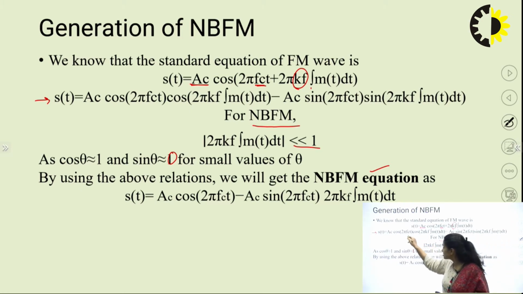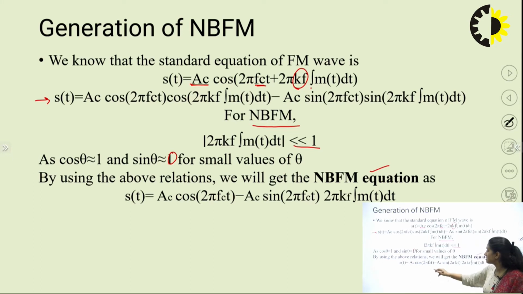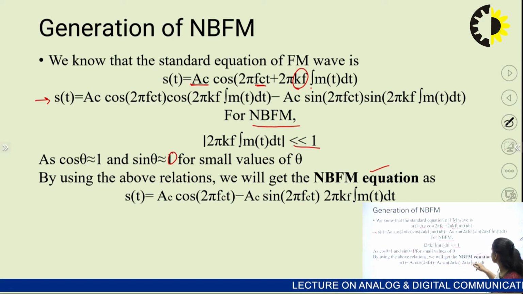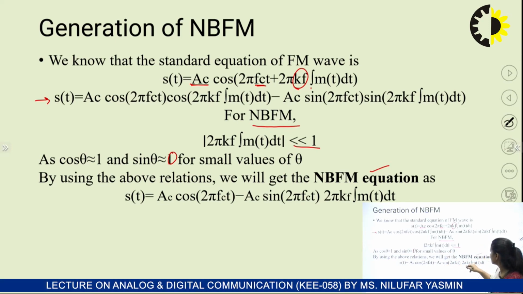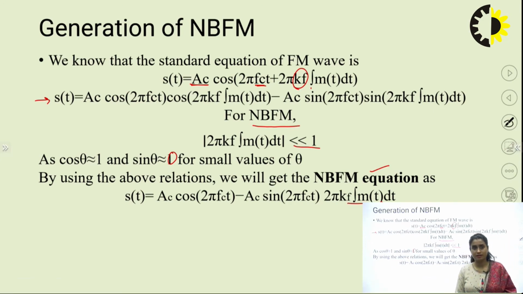And I will deduce this expression as s(t) = Ac cos 2π fc t. This cos term I have written as 1, and this sine term I have removed, right? So this is how I get the expression for narrowband FM, right?